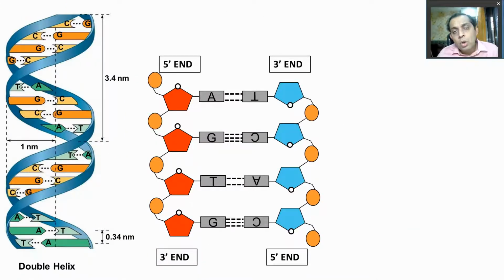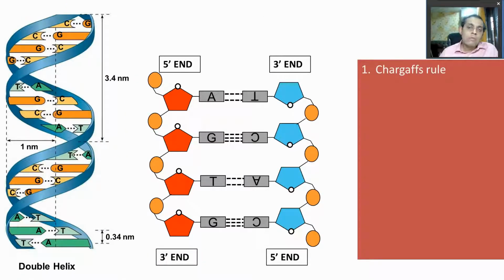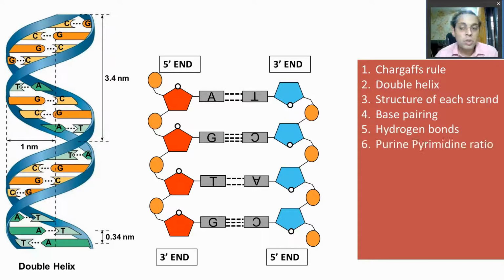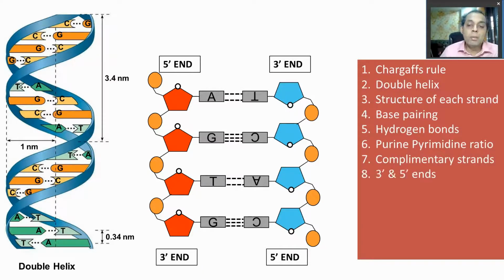It's a quick revision of the DNA structure. Chargaff's rule, you know, A plus G upon C plus T is equal to 1. Double helix, it is made up of two strands spirally coiled around each other, and it's a twisted ladder around an imaginary axis in the center. The structure of each strand is a polynucleotide chain. Base pairing: A pairs with T, C pairs with G. Hydrogen bonds: A double bonds T, C triple bonds G. Purine-pyrimidine ratio 1:1. Both the strands are complementary to each other.